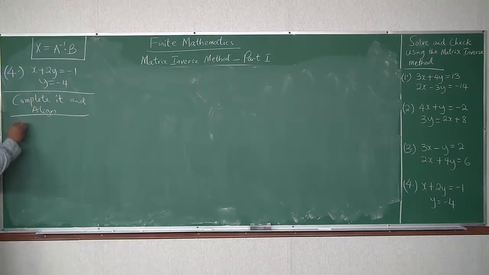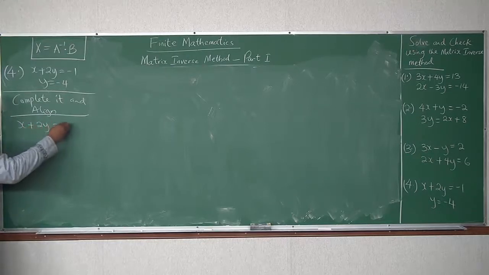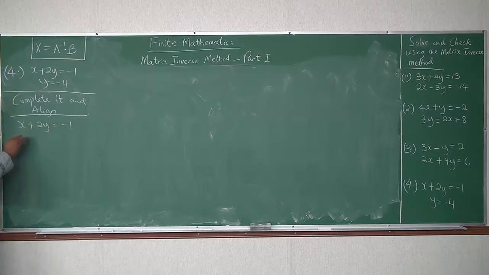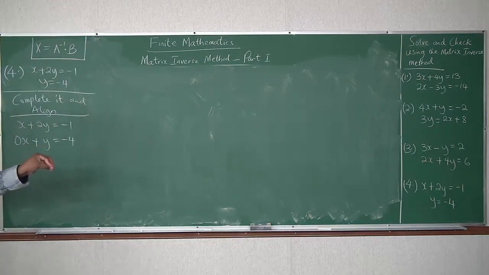So this gives us x plus 2y equals to negative 1, that's right. And we are missing x here. So we put 0x plus y equals to negative 4. We just have to do it. If we are to use this method, we've got to make sure that everything is complete. You can't solve it with a variable missing, if it's incomplete. No, you cannot solve it. You have to solve it when it is complete and when you align it.